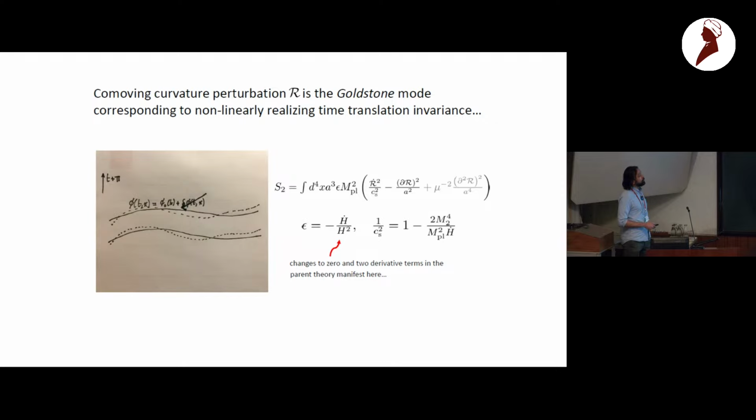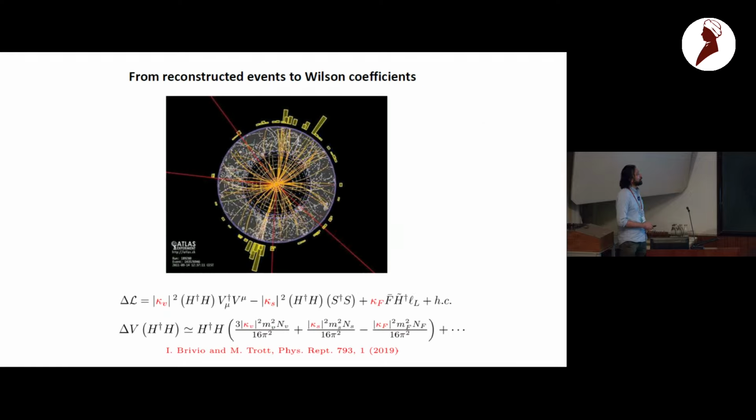Where this epsilon, the first parameter in the Hubble hierarchy, is sensitive to changes in the 0 and 2 derivative terms in whatever parent theory you think you perturbed. Then there's this other thing, the speed of sound, that is sensitive to 2 and 4 derivatives. And then there's this other term that is in principle there, but it is going to be subleading at long wavelengths. So we can justifiably ignore it.